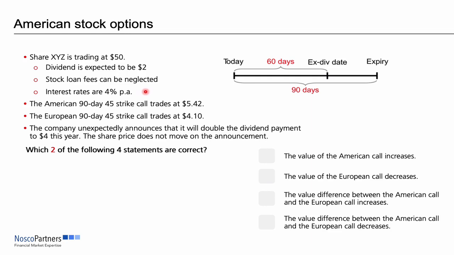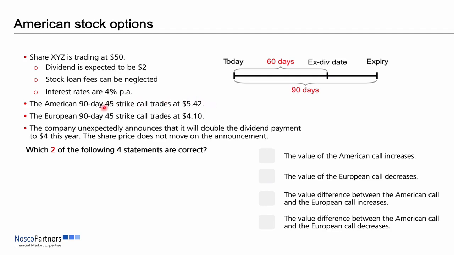First, always look at the strike price. The strike price is 45 here. The share price is 50. That means the parity to spot is 5. We can see that the American option trades for 5.42, so it trades 42 cents above parity to spot.